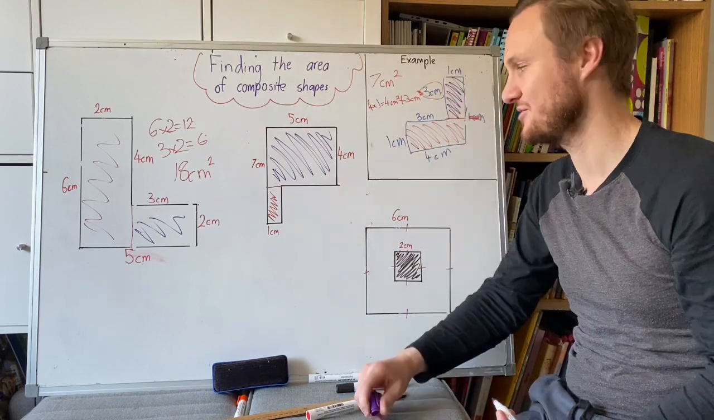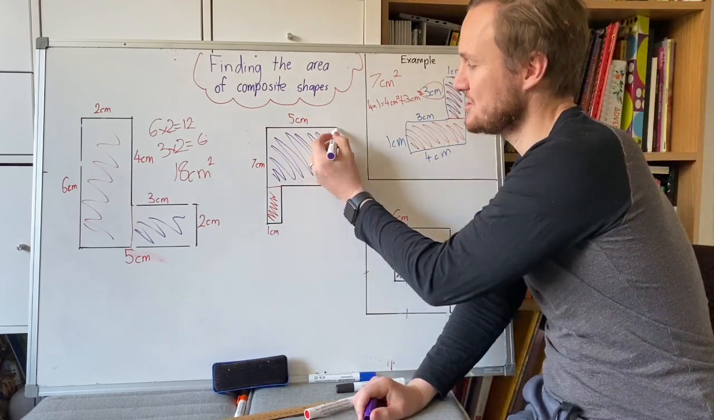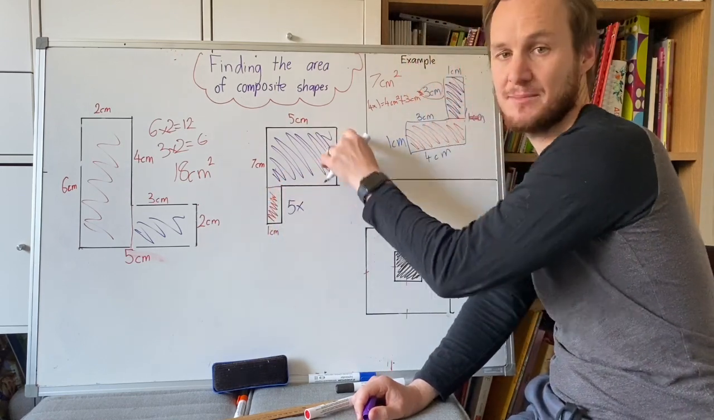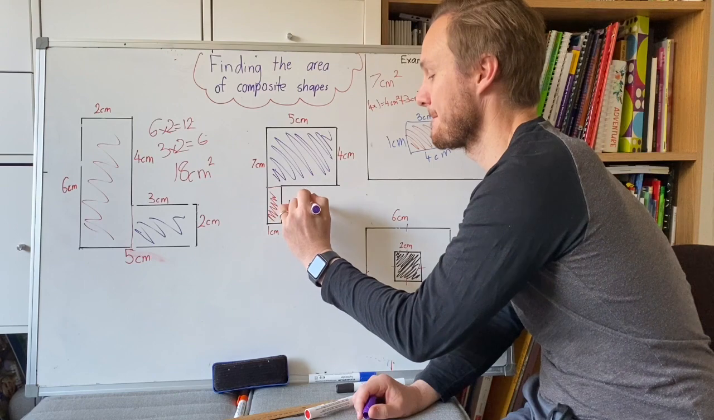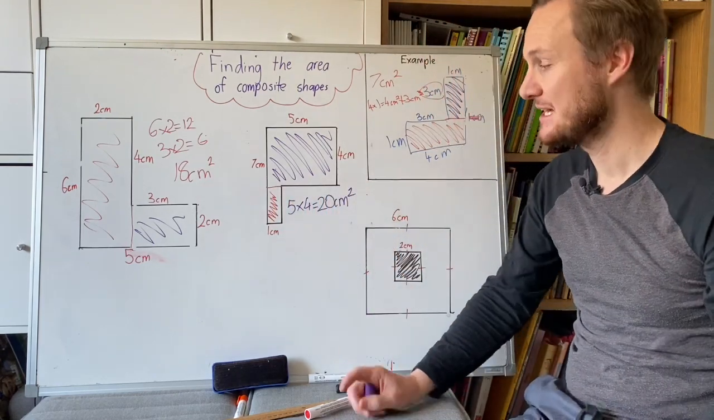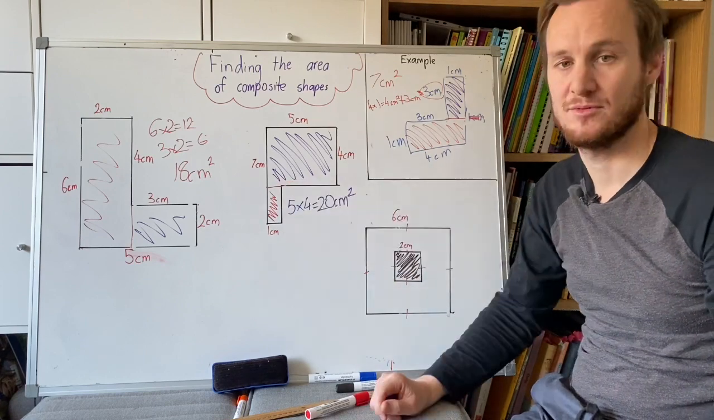Let's solve the easy part first. The width of this shape is 5 centimeters. And the height of this shape here is 4. Coming up with 20 centimeters squared is not the hard part. The hard part is now, what does this equal?